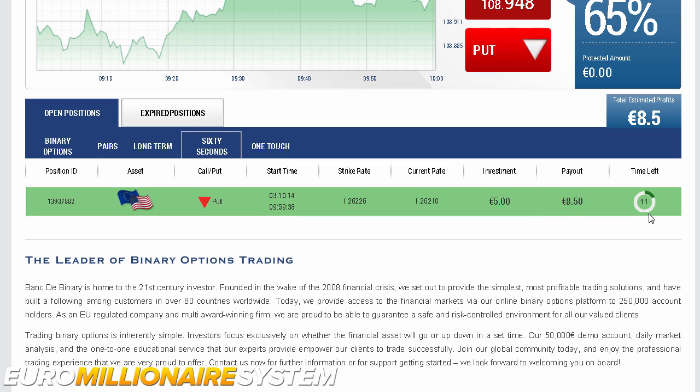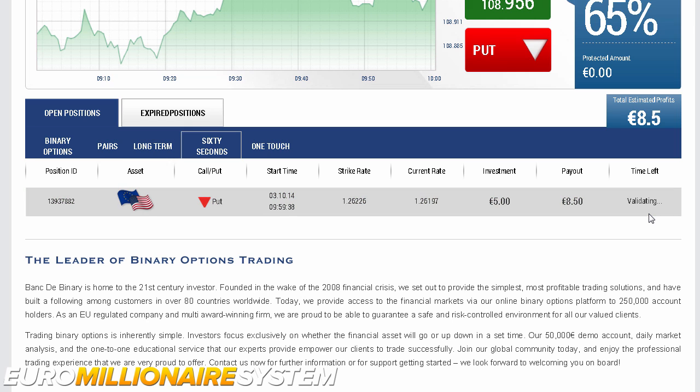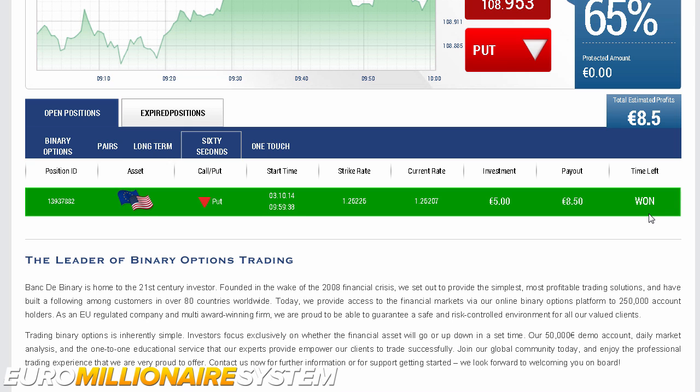Now, as you can probably guess, if the bar is green, then your trade is currently winning. And if it's red, then we're currently losing. It looks like we're looking at a winning trade here. If this trade is a winner, I'll simply go ahead and place another €5 trade.